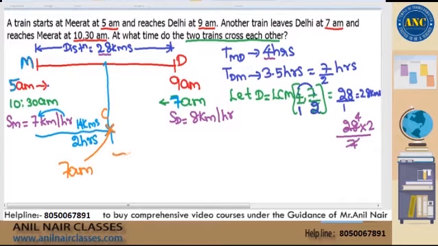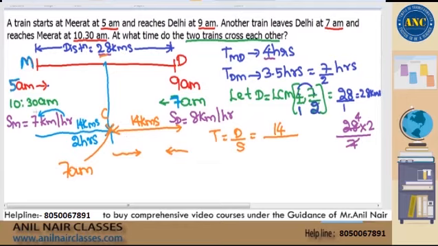From 7 o'clock, the Meerut train will continue to travel. The Delhi train will start to travel in the opposite direction. Out of 28, 14 is already done. The remaining 14 kilometers need to be traveled by both the trains. Same logic: time is distance by speed. The distance both need to travel is 14.